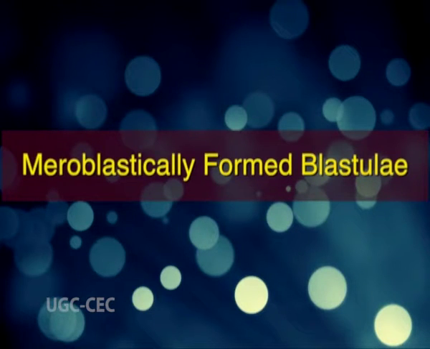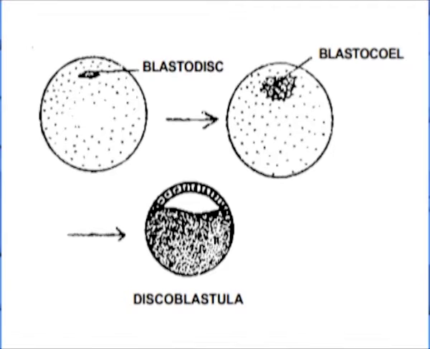Meroblastically formed blastulae. In meroblastic embryos, the blastula contains layers of cells over yolk. Discoblastula. It is formed by discoidal meroblastic cleavage. The blastomeres form a flat disc or blastoderm resting on the yolk mass. Underlying the blastoderm, the yolk is digested to form the blastocele, that is, the roof has cells but the floor has yolk. It is found in reptiles, birds and egg-laying mammals.